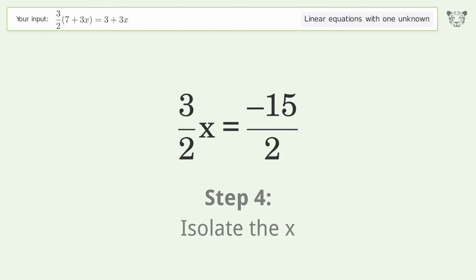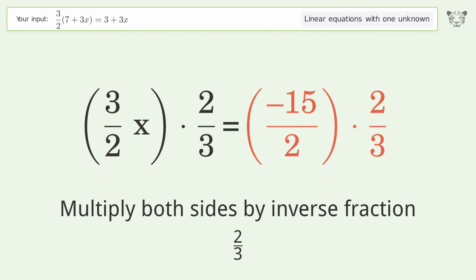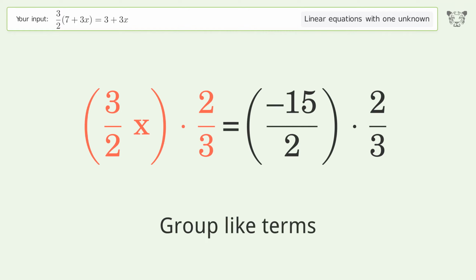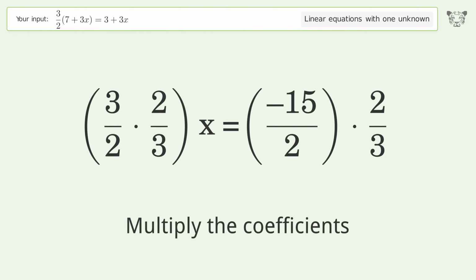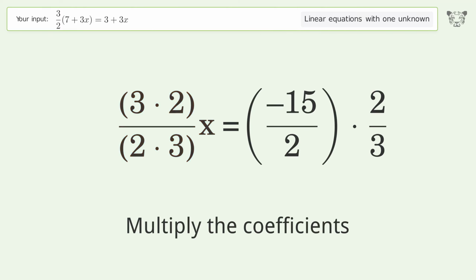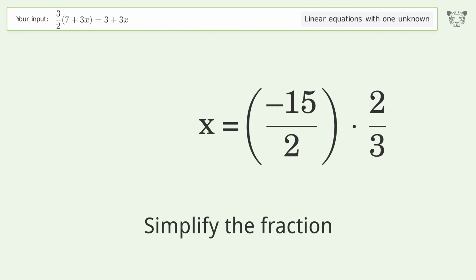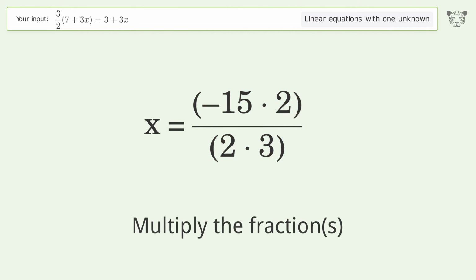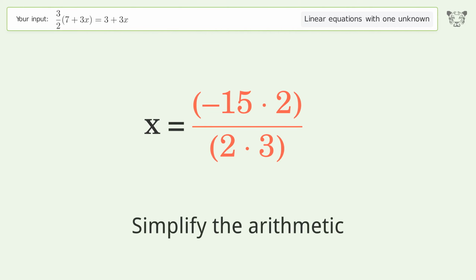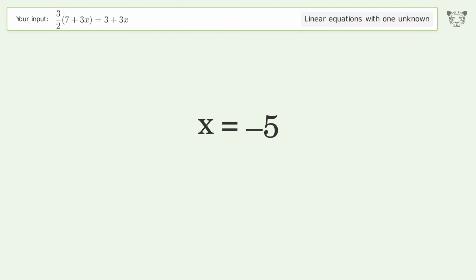Isolate the x. Multiply both sides by inverse fraction 2/3. Group like terms. Multiply the coefficients. Simplify the fraction. Multiply the fractions. Simplify the arithmetic. And so the final result is x equals -5.